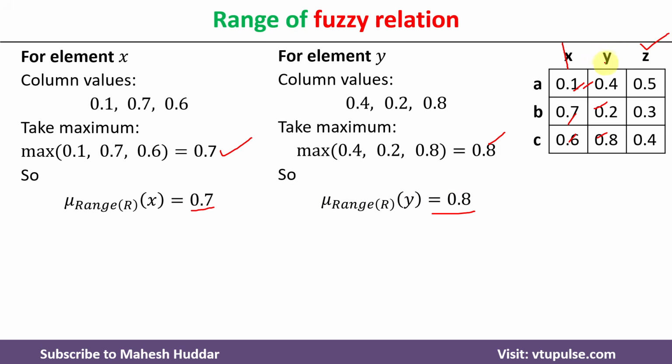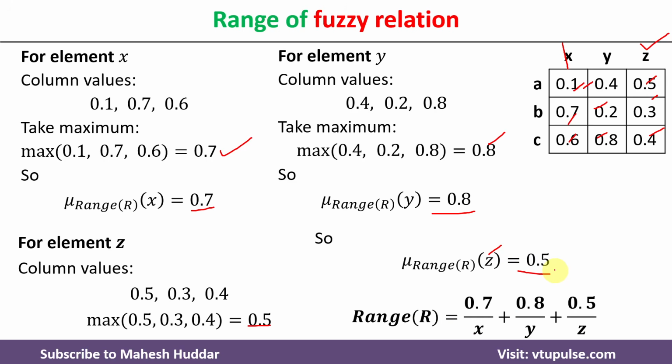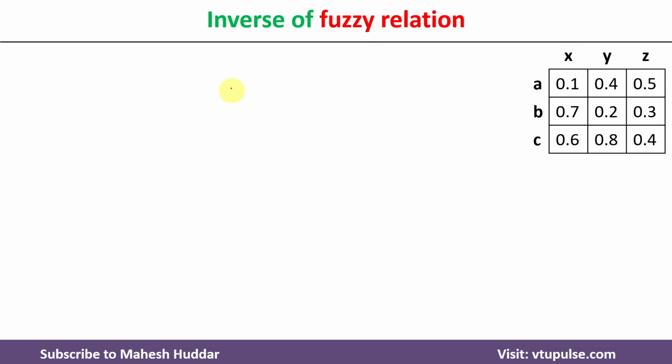Next, I will take the element Z, and for this Z, the elements are 0.5, 0.3 and 0.4. In this, the maximum value is 0.5. So, the membership value of Z in range R is 0.5. So finally, the range can be represented like this. That is, the membership value of X is 0.7, membership value of Y is 0.8 and membership value of Z is 0.5. Next, we will go for finding the inverse of the fuzzy relation.